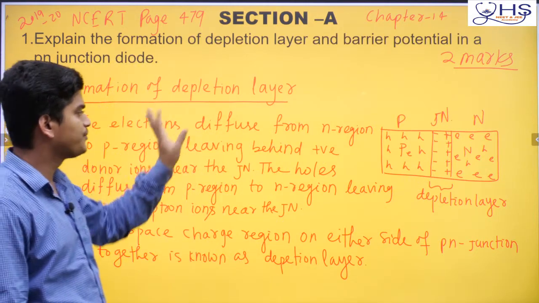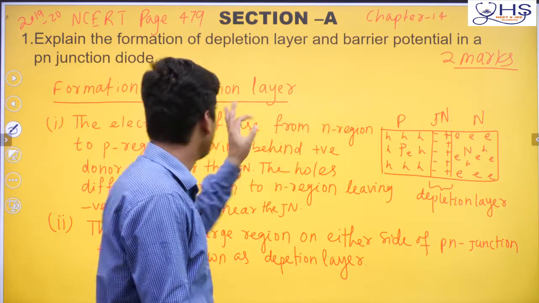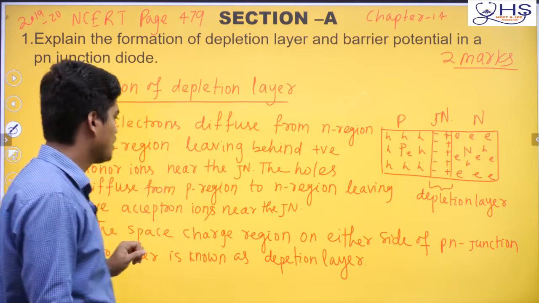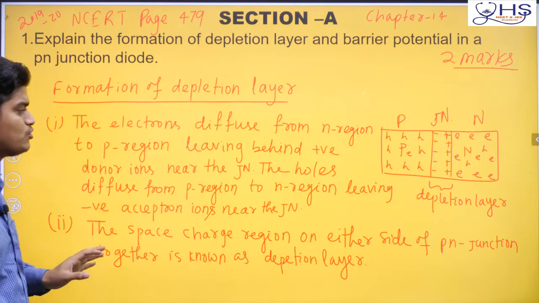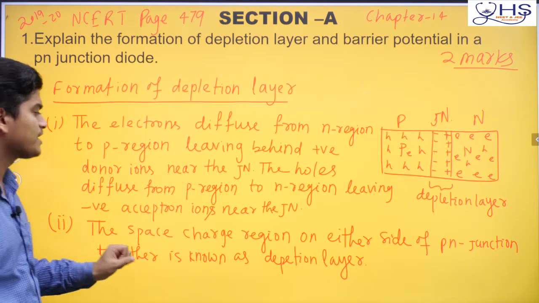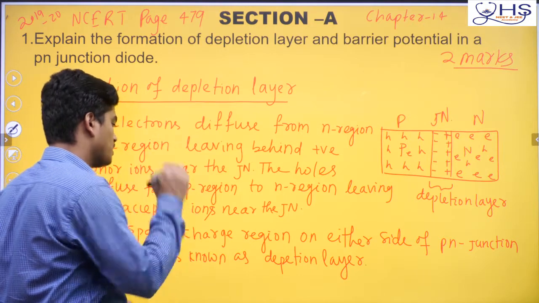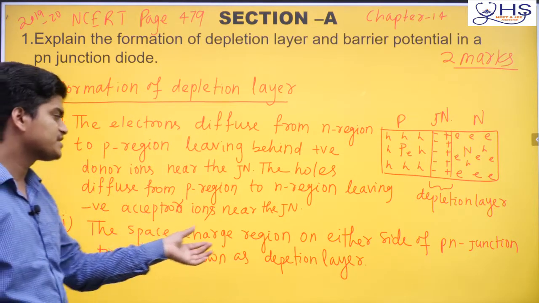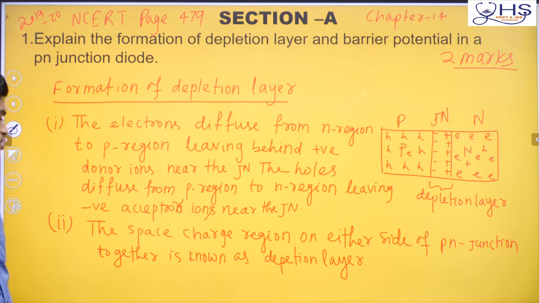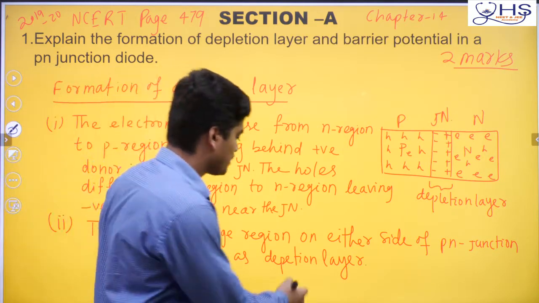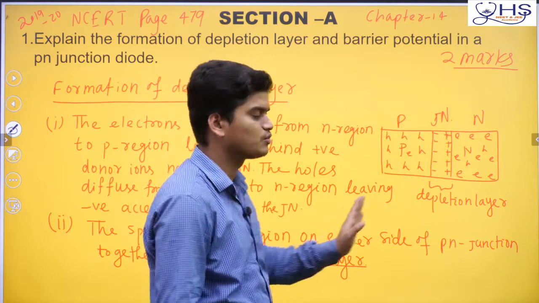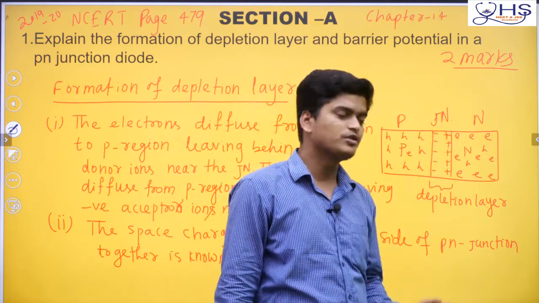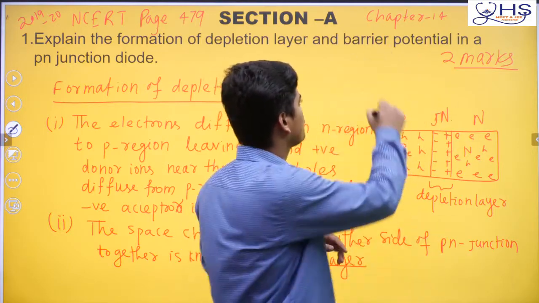Okay, the electrons diffuse from N region to P region, leaving behind positive donor ions near the junction, and the holes diffuse from P region to N region, leaving negative acceptor ions near the junction. Now the space charge region on either side of the PN junction together is known as depletion layer. So depletion layer how forming you just told here. Now here at the junction you have to define about the potential, that this potential, barrier potential.